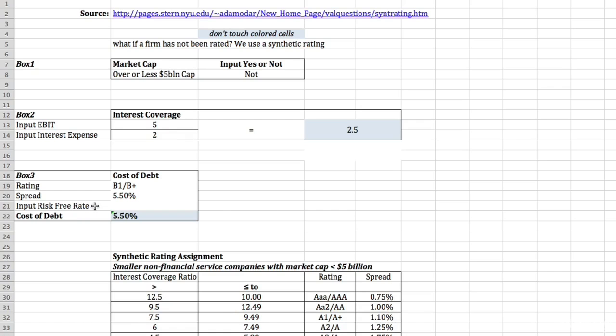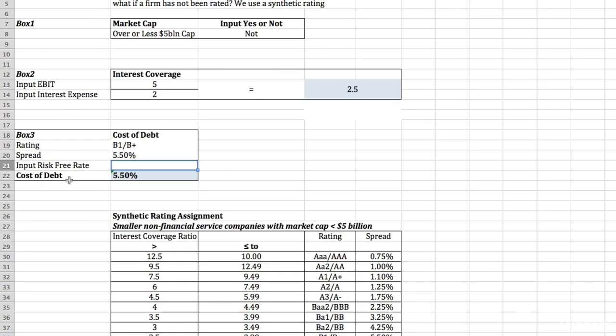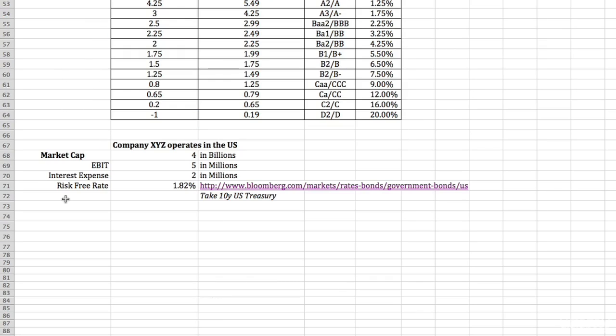Now, to get our cost of debt, we are missing the last step, that is our risk-free rate, because we know that the cost of debt is given by the risk-free rate, and we add the spread for the company that we are analyzing, and that's how we get our cost of debt. How do we get this risk-free rate? Well, we can go on Bloomberg.com, and if you open this link up, I already did it for you.